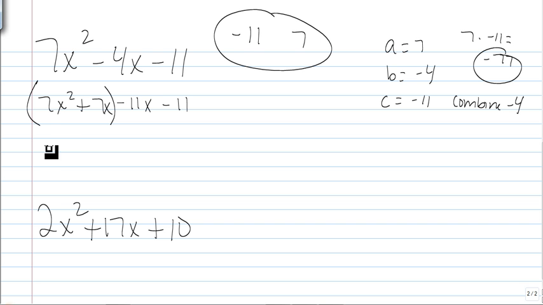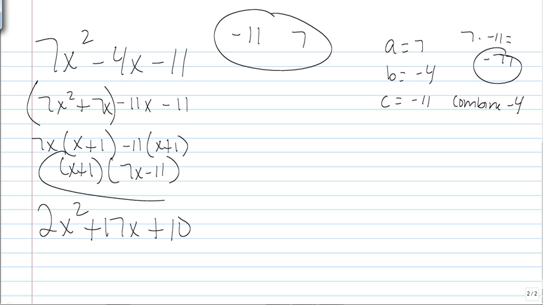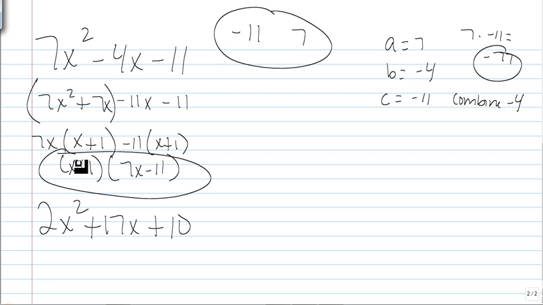So now I'm going to take out a 7x from the first group, and when I take a 7x out, what do I have left over? I have x plus 1. Okay, what about this back group? I can factor out a -11, and when I take a -11 out, what do I have left over? Again, I have x plus 1. So now what do you see twice? You see x plus 1, and what do you have left over, just like how you see it? 7x minus 11.